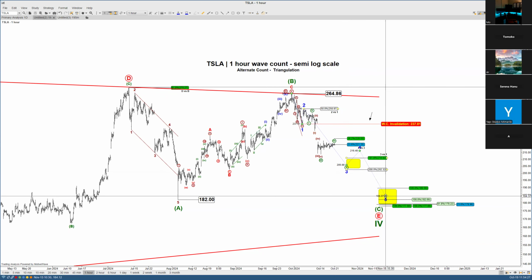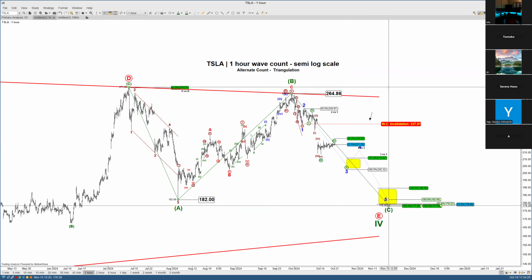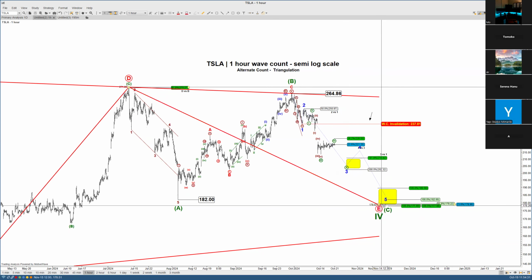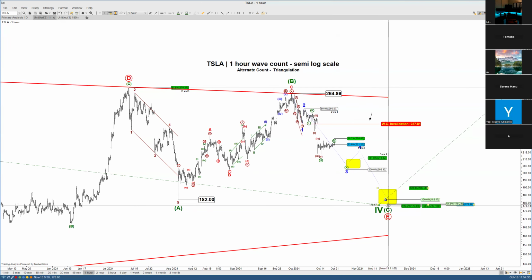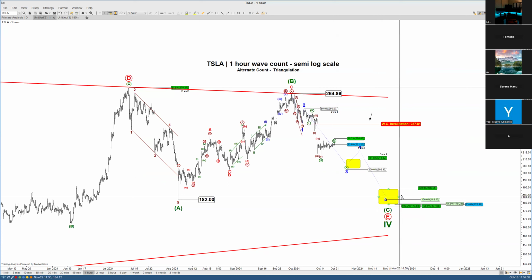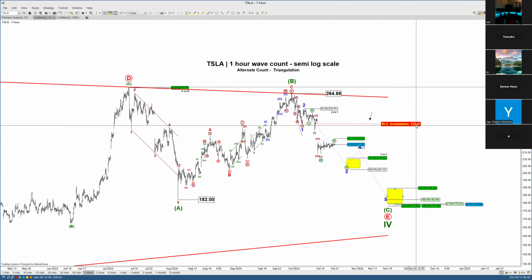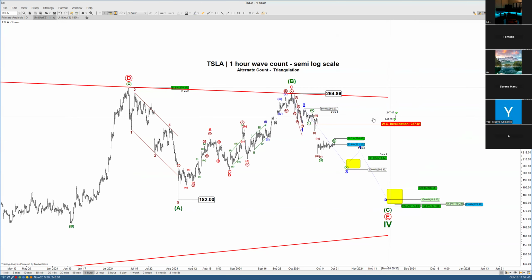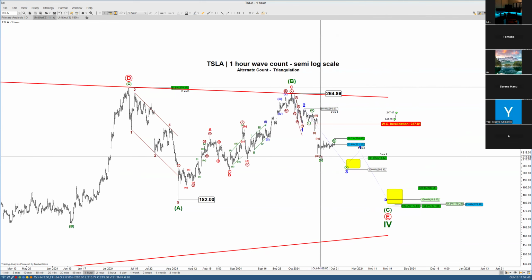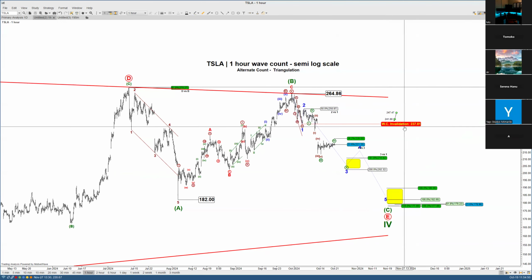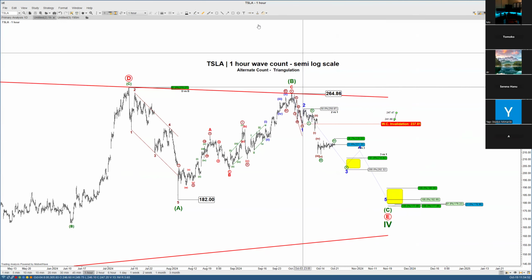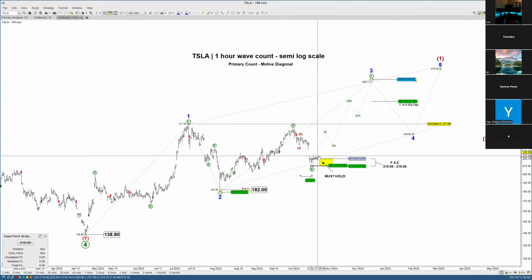A C wave cannot be a 3-wave move, remember? So it has to be a 5-wave move. So this is all the support that I could lay. If price bounces and manages to break above 237, okay? Because the invalidation right now for this wave count is 237. You break 237, we're going to go right back to this one.